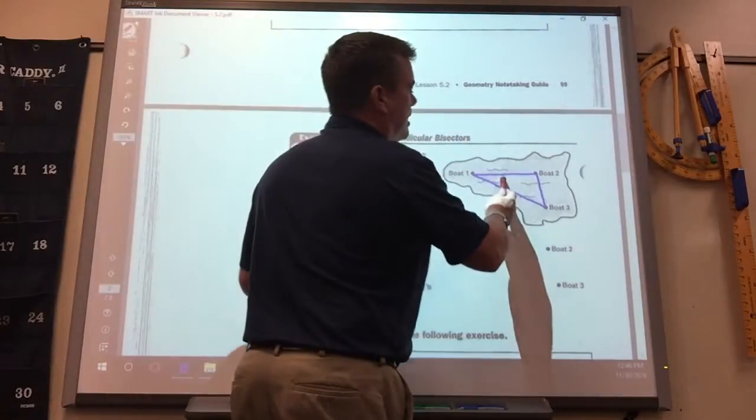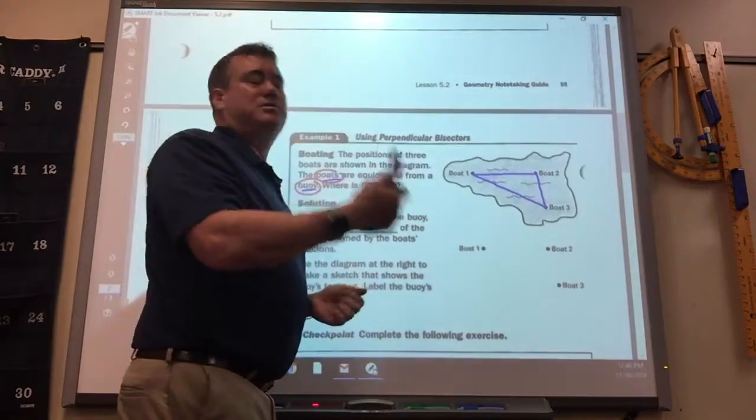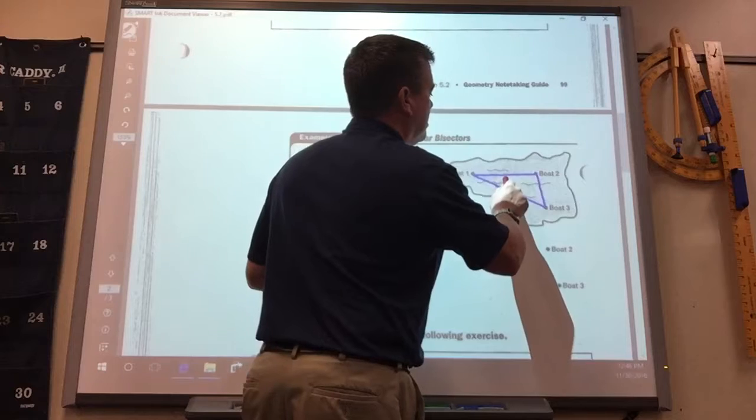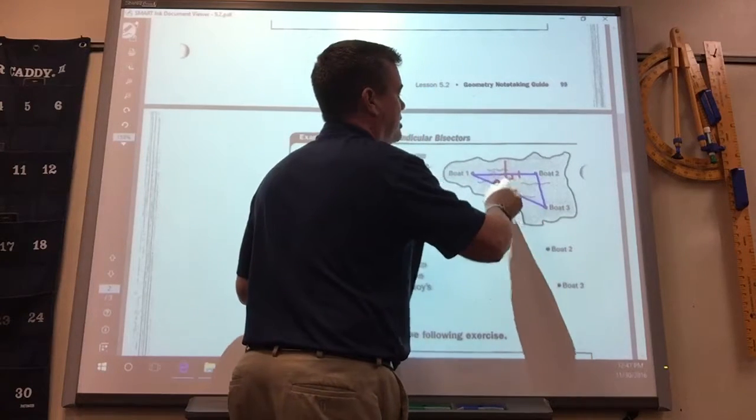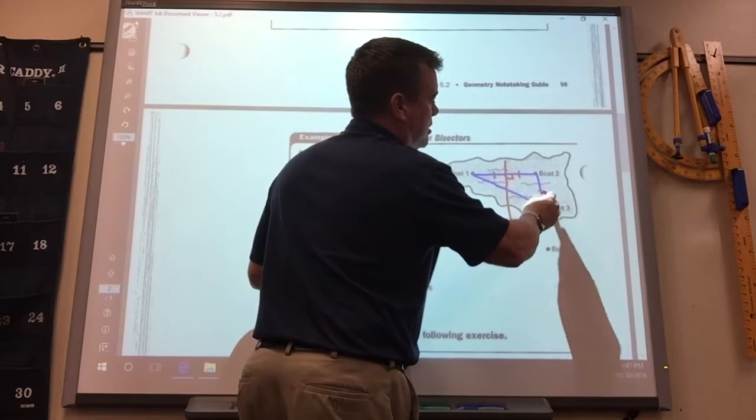So what you would do then, and again you just do this on your assignments, is just sketch in. So just sketch in, form a 90, show that it's bisected. Choose another side.